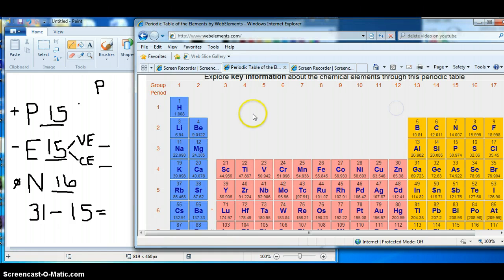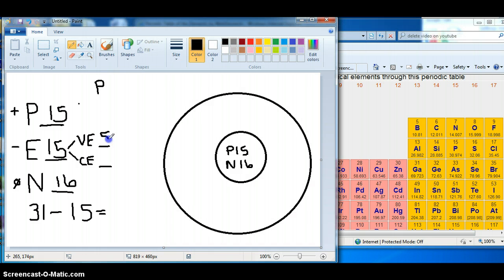If we look at the periodic table, it is arranged in groups. The groups tell us how many valence electrons each atom has. All the elements in group 1 have 1 valence electron. In group 2, 2 valence electrons. In group 13, they have 3, 14, 4, 15, 5, and so on. Phosphorus is in group 15, therefore it has 5 valence electrons. So we go ahead and put 5. We know there's 15 electrons total, which leaves 10 for the cloud.